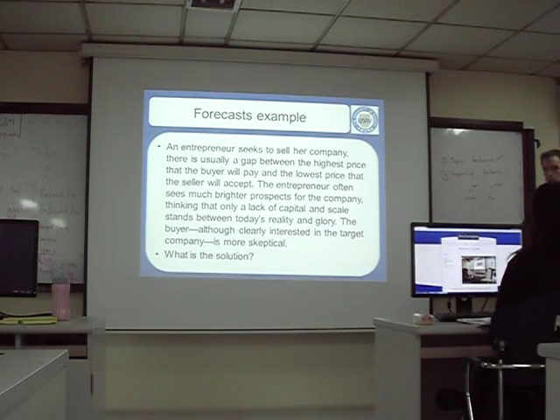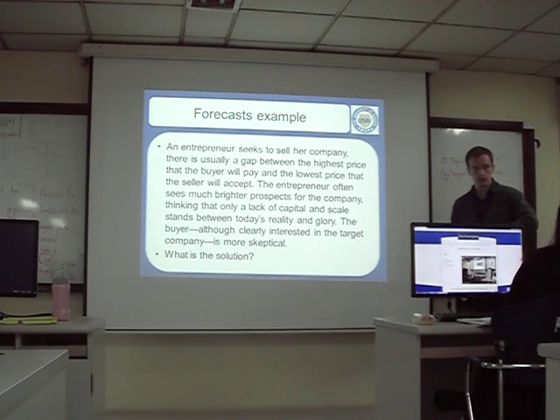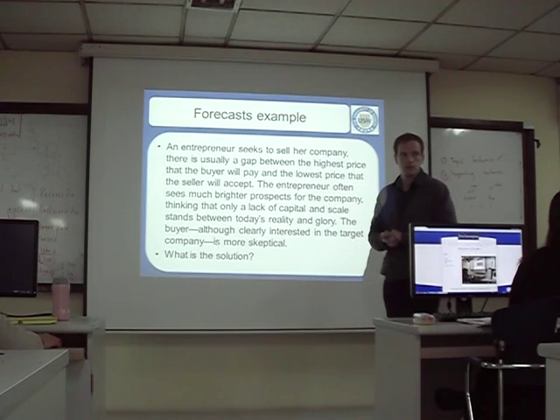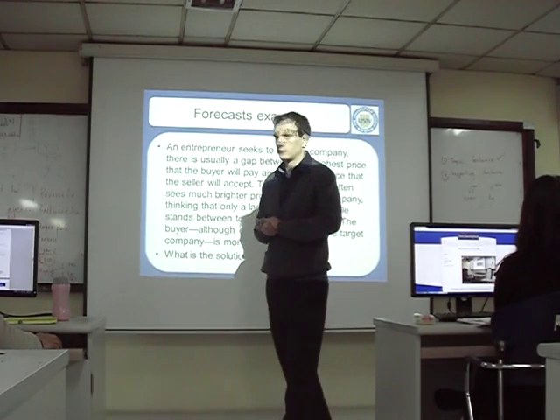They have different ideas about the future of the company. Entrepreneur thinks the company will be very successful once it gets bigger. The buyer is not so sure. They're skeptical. Okay? They can't agree on the price. So what kind of agreement can you make?